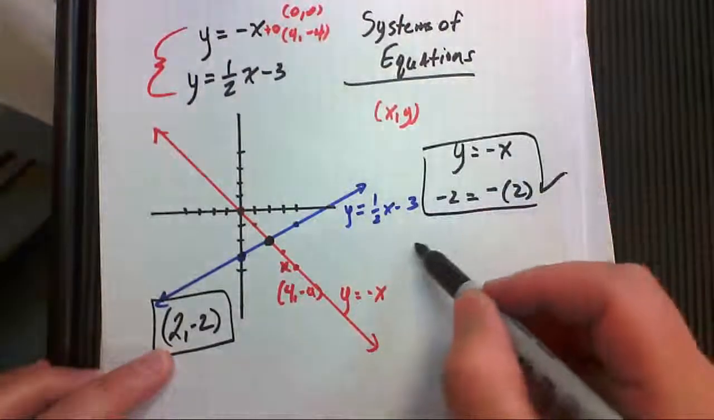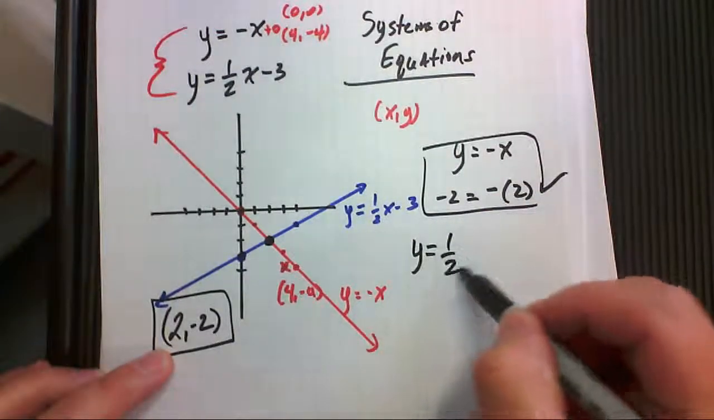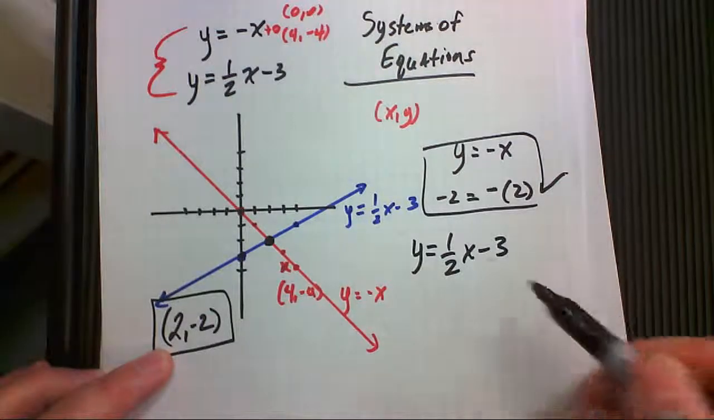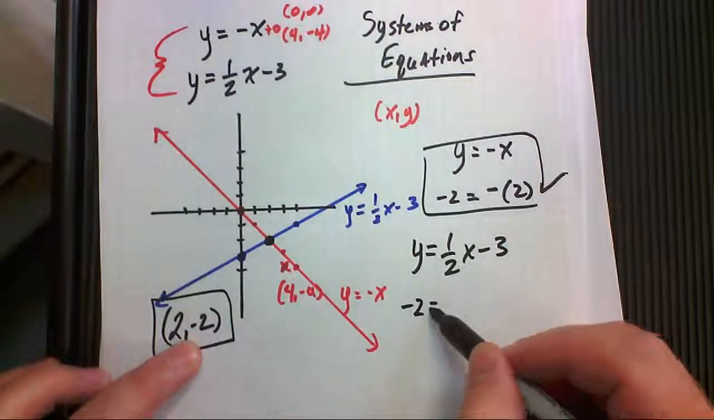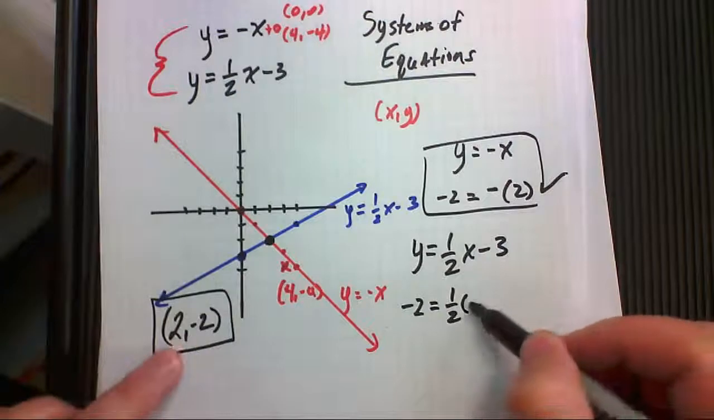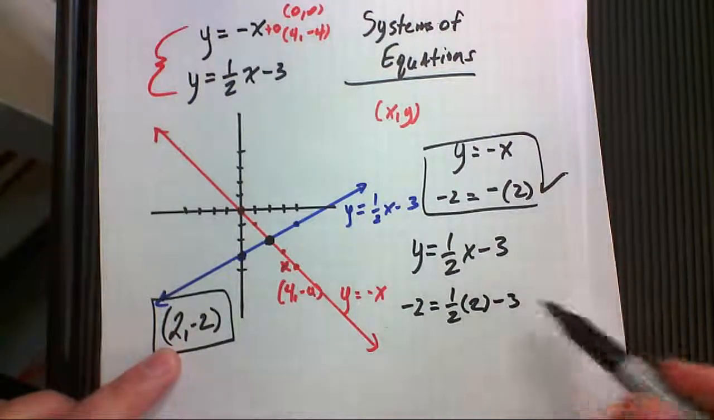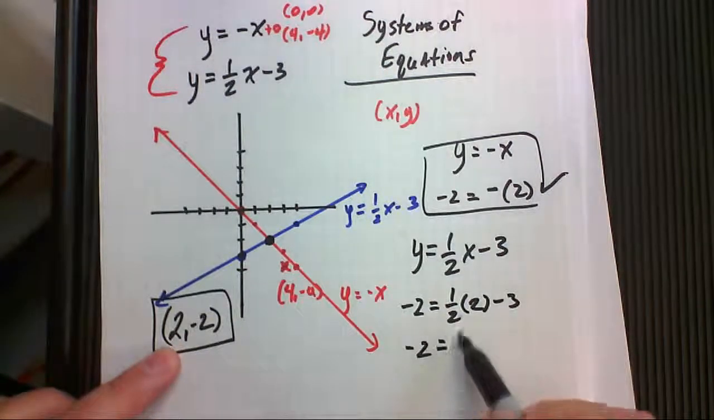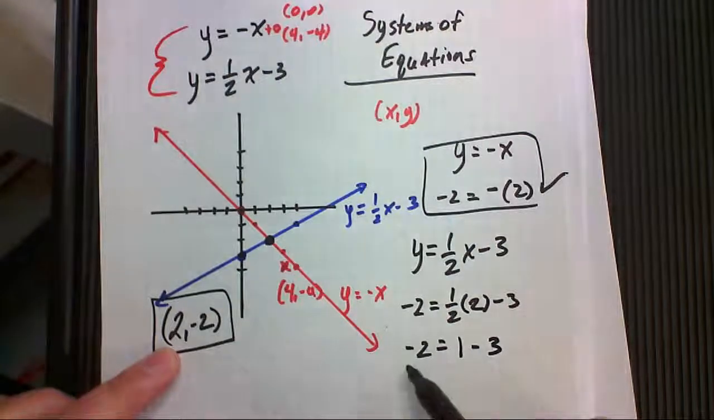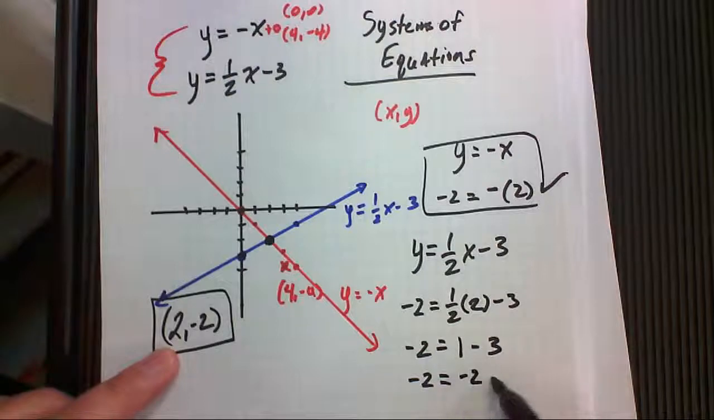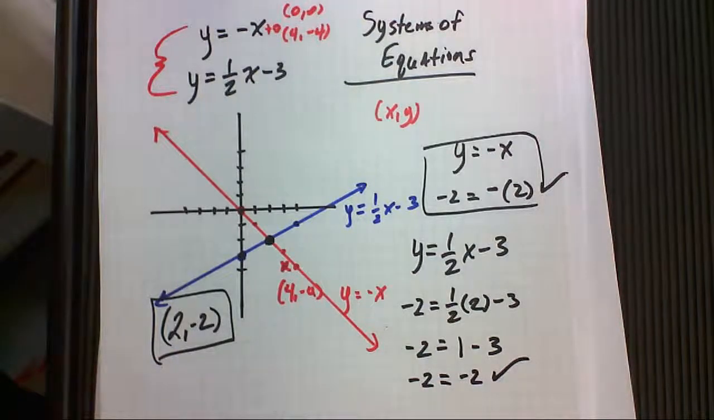So that's the first one. The second one says y equals 1/2 x minus 3. So y is negative 2. x is positive 2. This is true also. See, half of 2 is 1. Negative 2 does equal 1 minus 3. So, it is a solution.